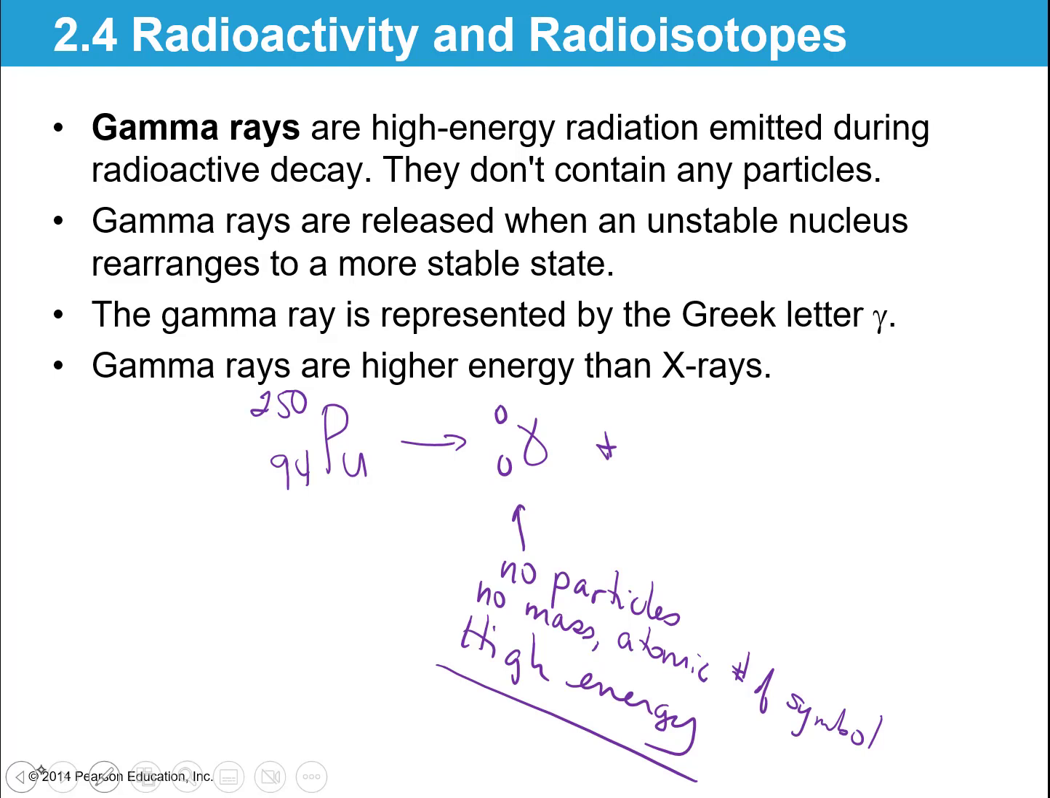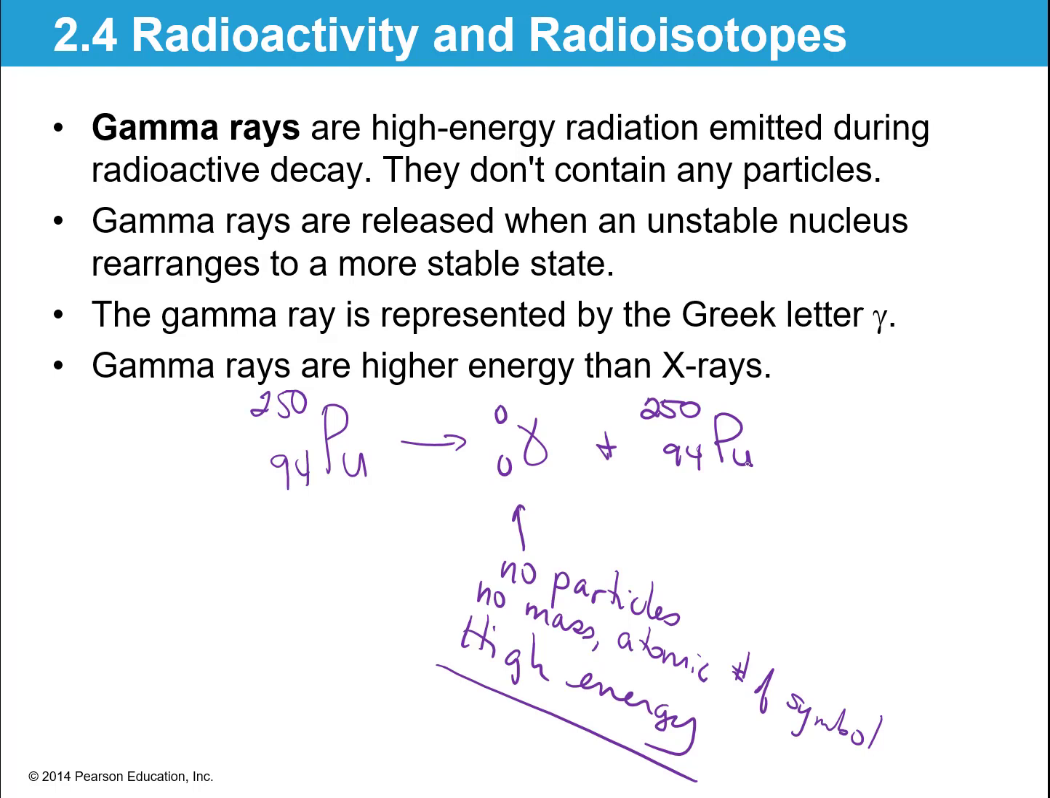So what happens to the atomic mass? Stays the same. So this is Pu. Pu is plutonium. So plutonium, when it undergoes gamma decay, the atomic mass doesn't change. The atomic number doesn't change. The element doesn't change. So there's no change. I think of gamma decay as when protons and neutrons shift around inside of an atom where there's a lot of protons and neutrons.